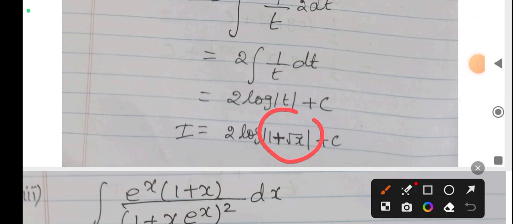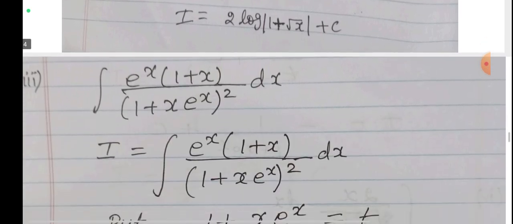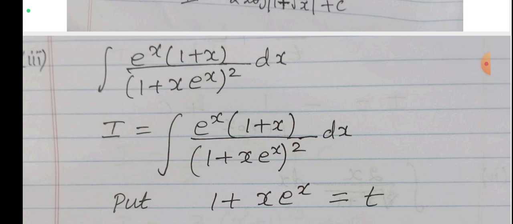We should substitute the t value as 1 plus root x. So I equals 2 log mod 1 plus root x plus c. Clear? Check. Actually, with the first part only you have to understand which you have to take as t and how to proceed. After that, very easy.